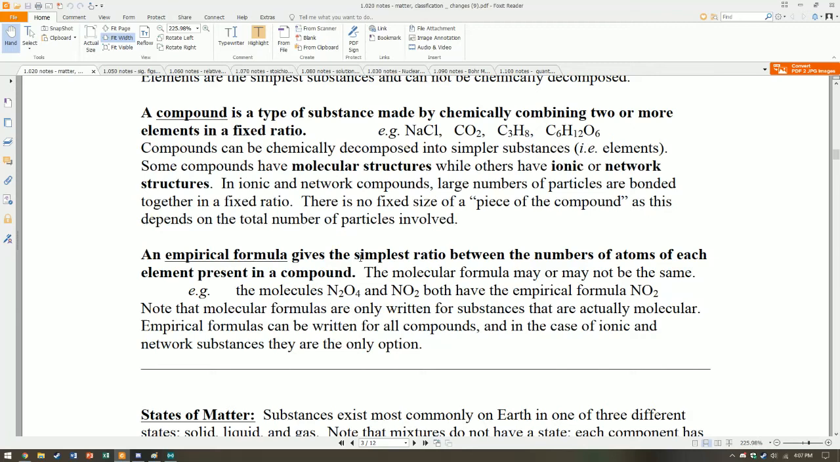An empirical formula gives the simplest ratio of numbers between atoms of each element present in a compound. So the empirical formula is just the simplest ratio, like a formula written down as the simplest ratio. So for example, the molecules N2O4 and NO2 have both the empirical formula NO2 because the 2 in N2O4 divides through. It's a common factor.